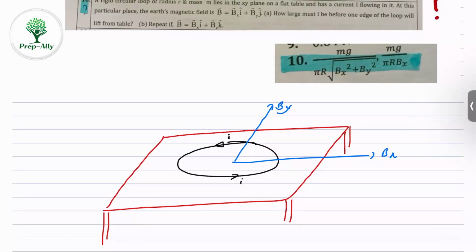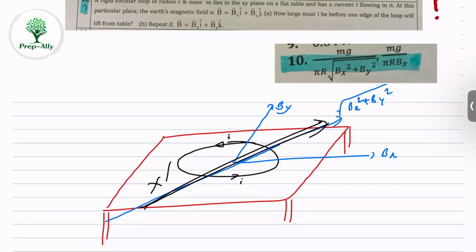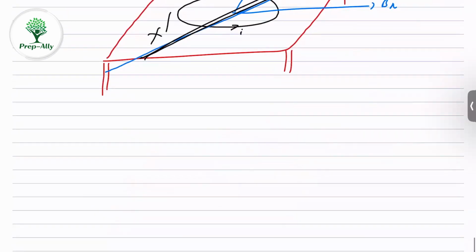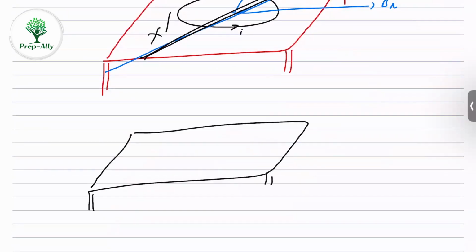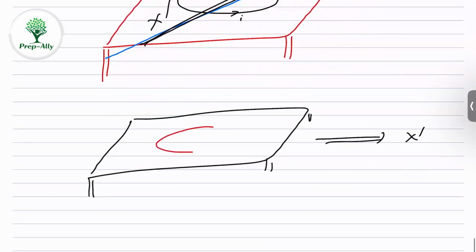Bx, By, let's say the net magnetic field in the plane is in this direction, root over Bx squared plus By squared. Is that okay? Yes, sir. Now this direction I'm calling x dash. So let's say this is x dash. So the net magnetic field is in this direction.